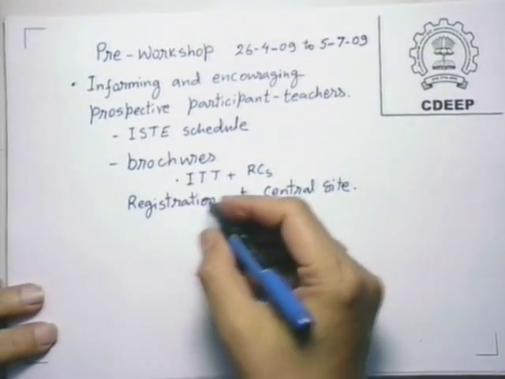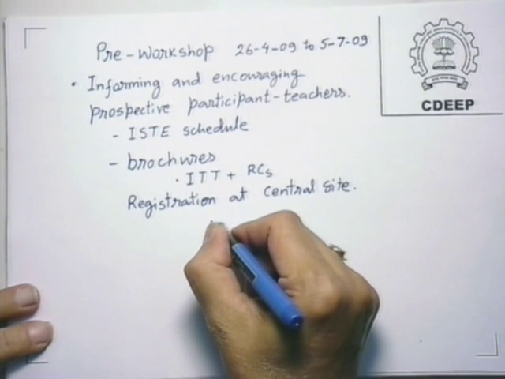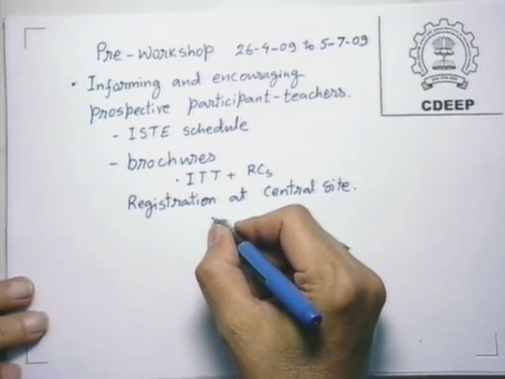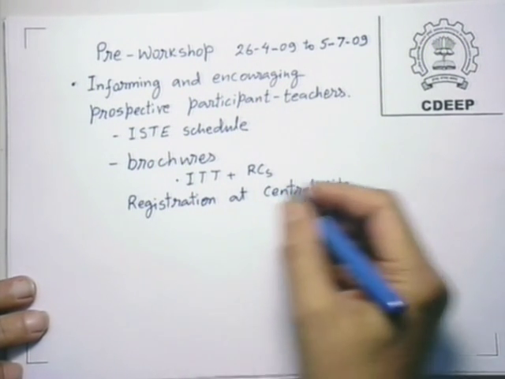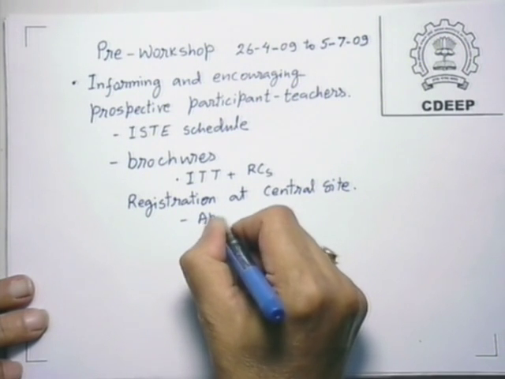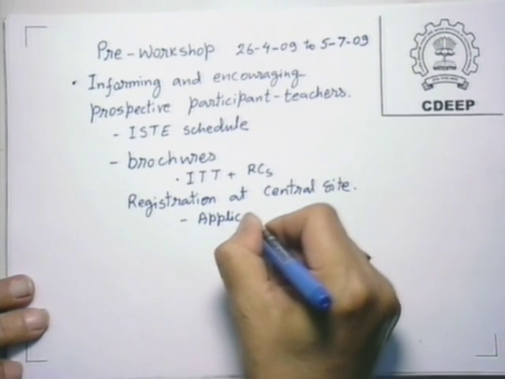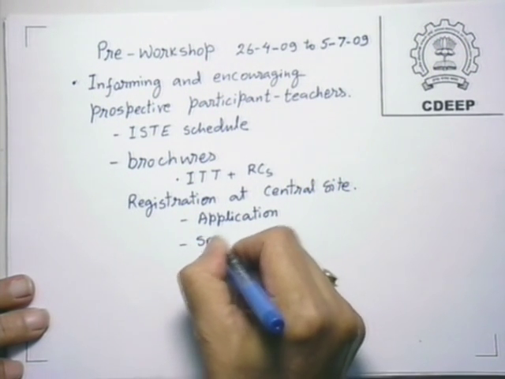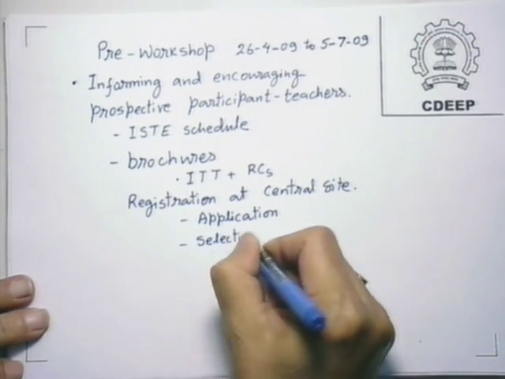Right. So consequently, what we propose to do is, for each remote center, we will not announce that everybody who is applying is registered. So registration at the central site will consist of two steps. One is application, and the second is selection. Normally, we will say first come, first serve, but we will stipulate certain basic minimum criteria.